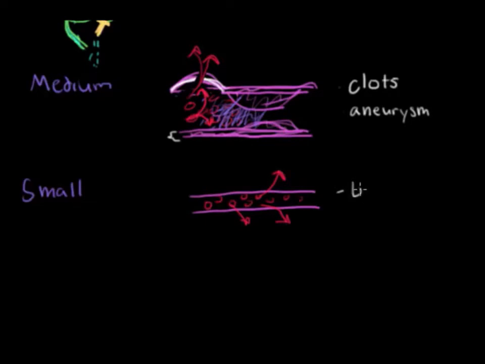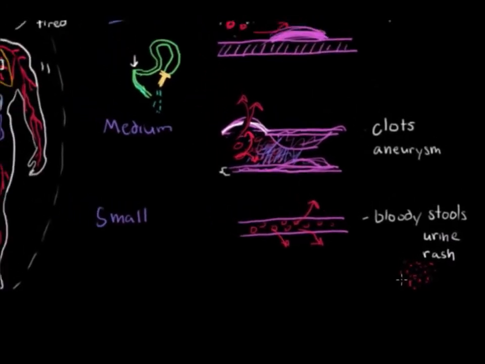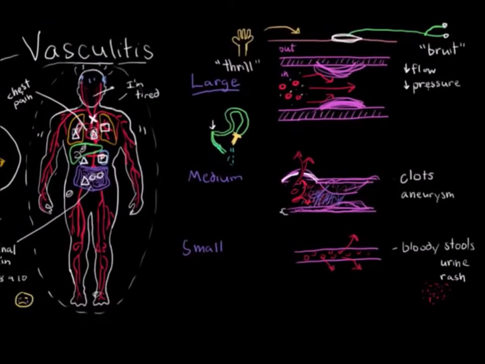So for example, if the small blood vessels are in the intestines, you might see bloody stool. If the blood vessels are in the kidneys, you might see bloody urine. If the blood vessels are just under the skin, you might actually see a rash. That kind of gives a dotted pattern where all these different small little blood vessels have ruptured. So in general, the symptoms you see in vasculitis depend on where the blood vessels are that are affected, what size they are, and how severe the damage is.